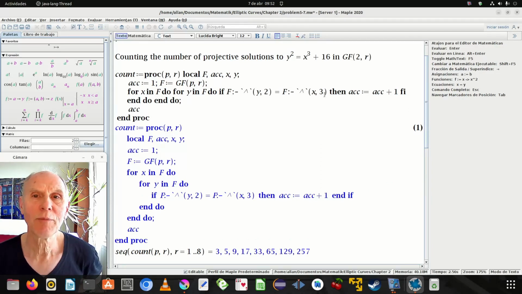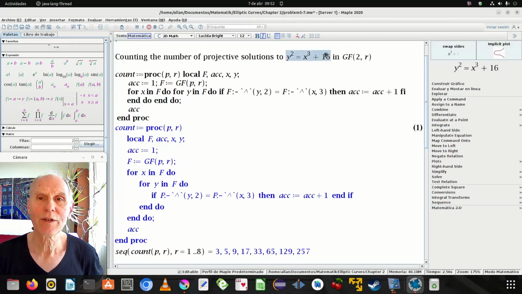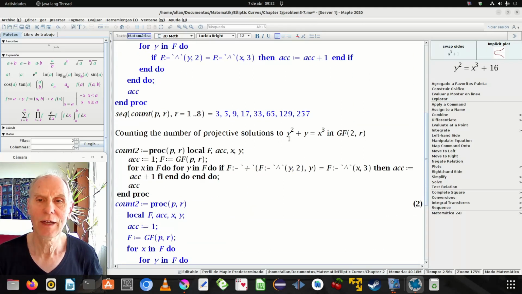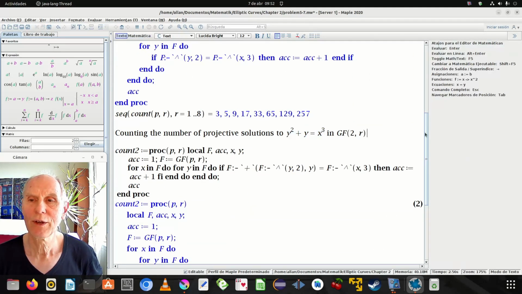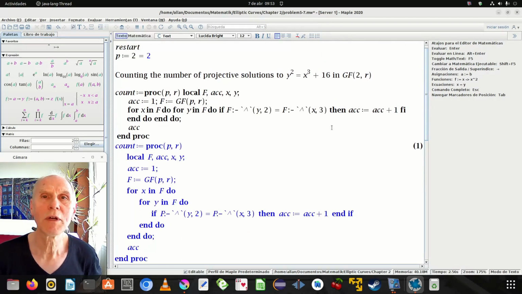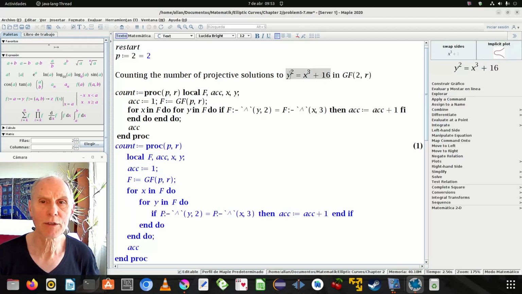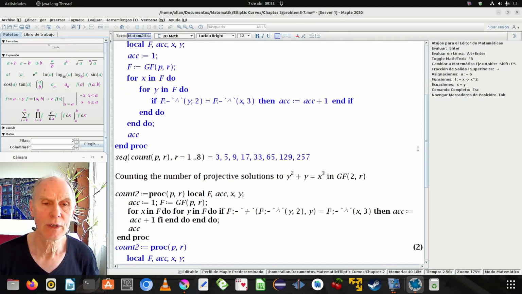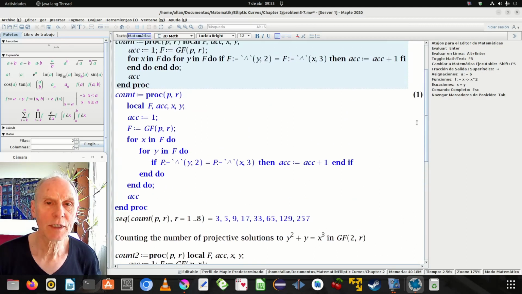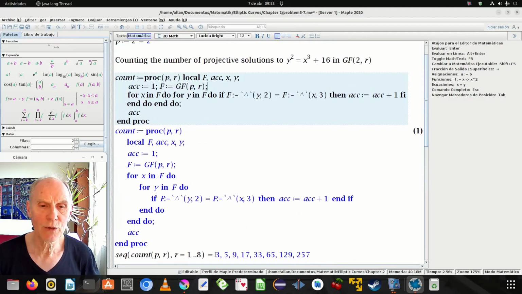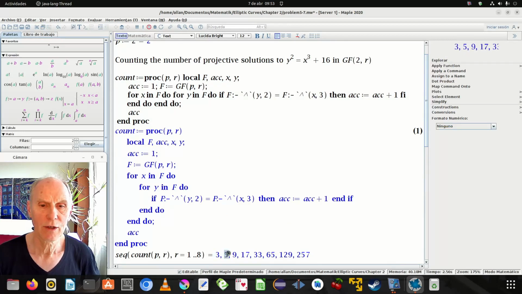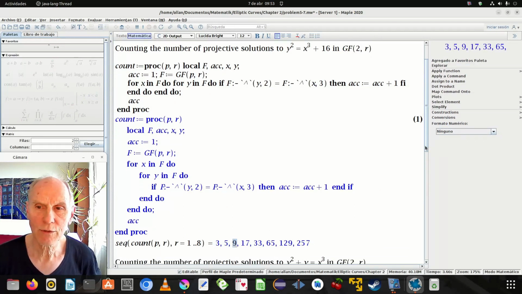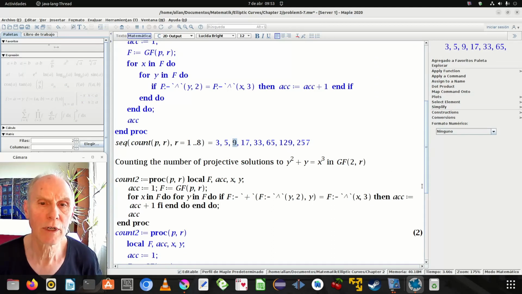I said I would count the number of points on this curve and this curve when q was a power of 2. So we start with p being 2, and then count the points on this curve, which is the one we're interested in. And there we do get q itself, 2 to the r plus 1.